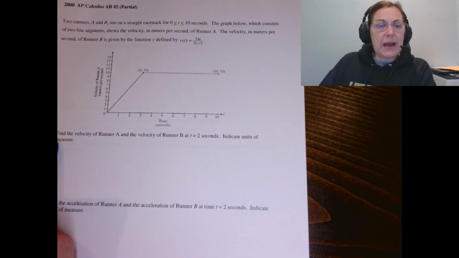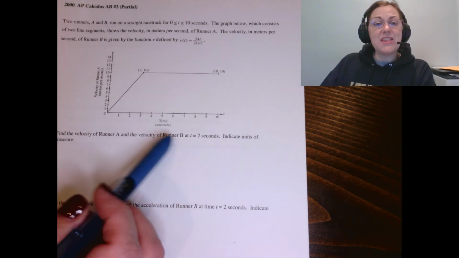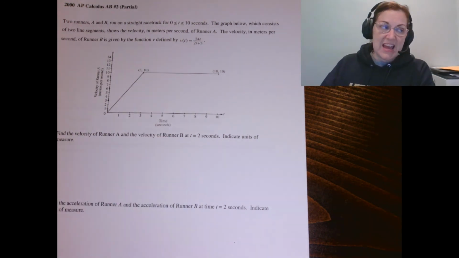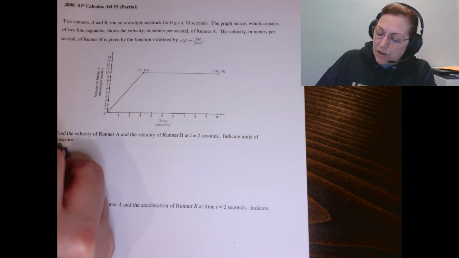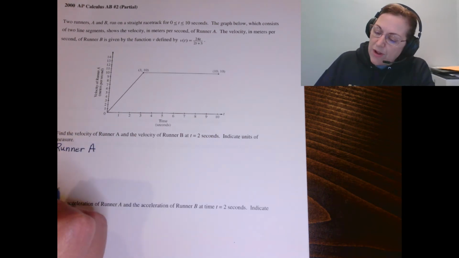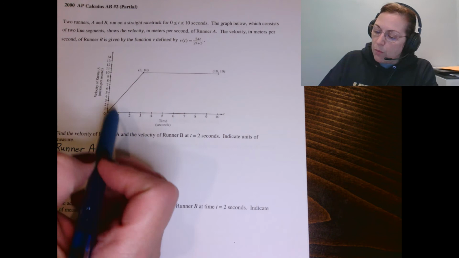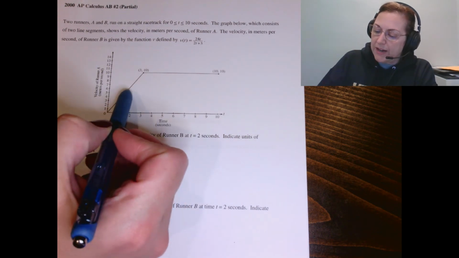So let's take a look at part A, which says to find the velocity of runner A and the velocity of runner B at time t equals 2 seconds, and be sure to include units of measure. So we'll start with runner A. For t equals 2, it would be in this section right here.